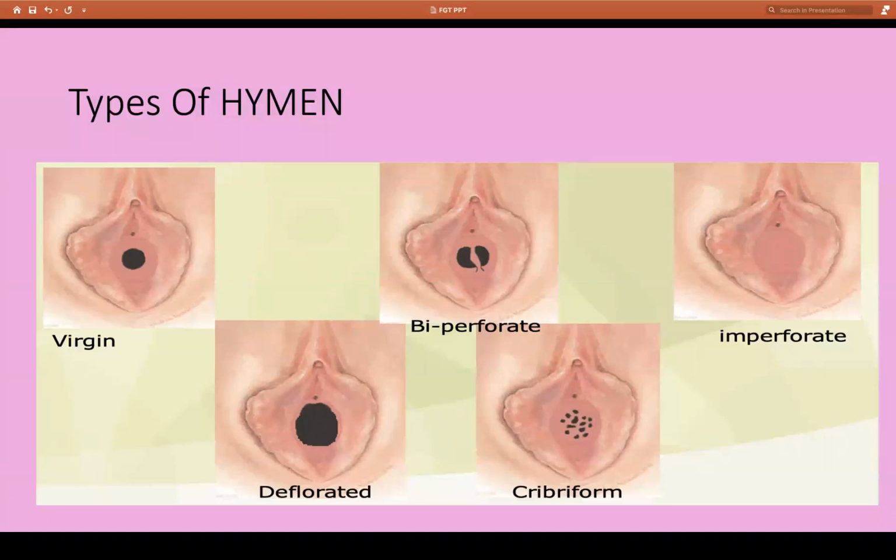These are the different types of hymen. You can see all in every patient. This imperforate hymen is especially the abnormal one. Patient presents usually with primary amenorrhea, and we need to do a cruciate incision to release the periods.